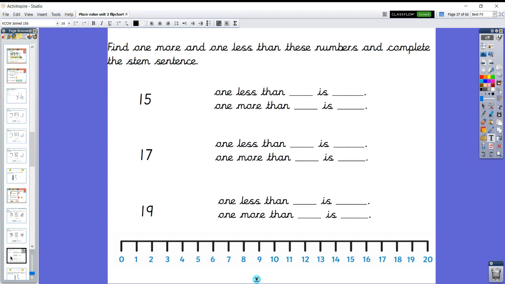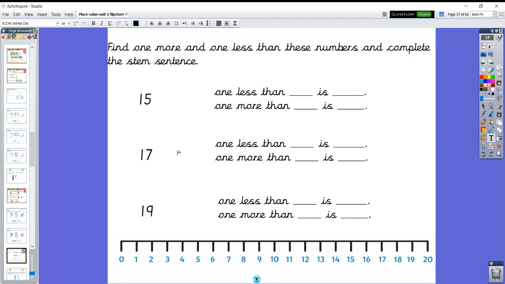Fantastic. So on our next page, this time we have no Dienes to help us with the drawing. We've just got the numbers here, the stem sentences, and a number line at the bottom that you could use to help you see what is 1 more and what is 1 less, as you haven't got the Dienes to help you. Our stem sentences again are: 1 less than something is something, and 1 more than something is something. So have a go at those 3 numbers.